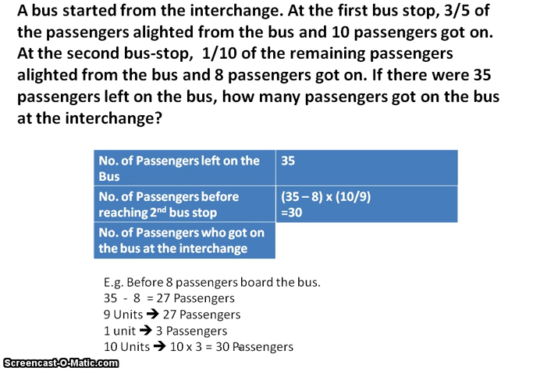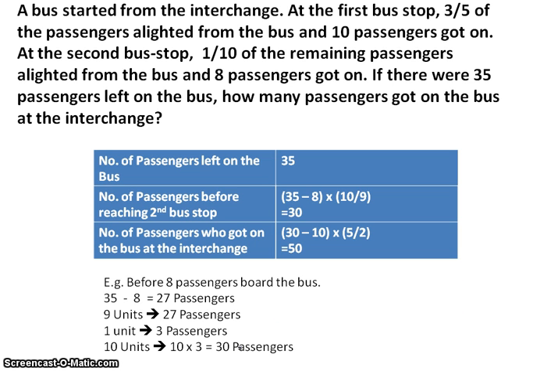And it's the same for the number of passengers who got on the bus at the interchange. We know that at the first bus stop, 3/5 of the passengers alighted from the bus and 10 passengers got on. So we will need to use 30 minus 10 multiplied by 5/2, which will give us 50. So how many passengers got on the bus at the interchange? The number is 50.